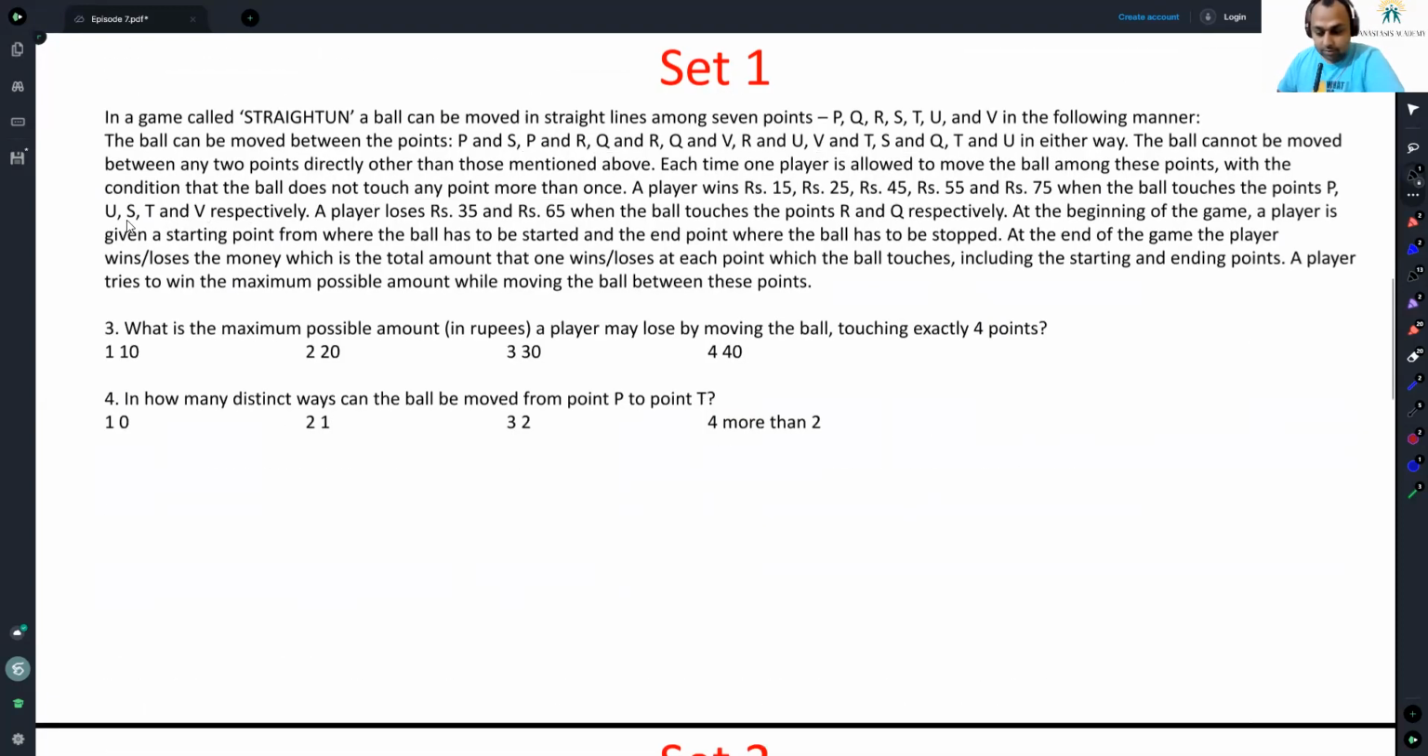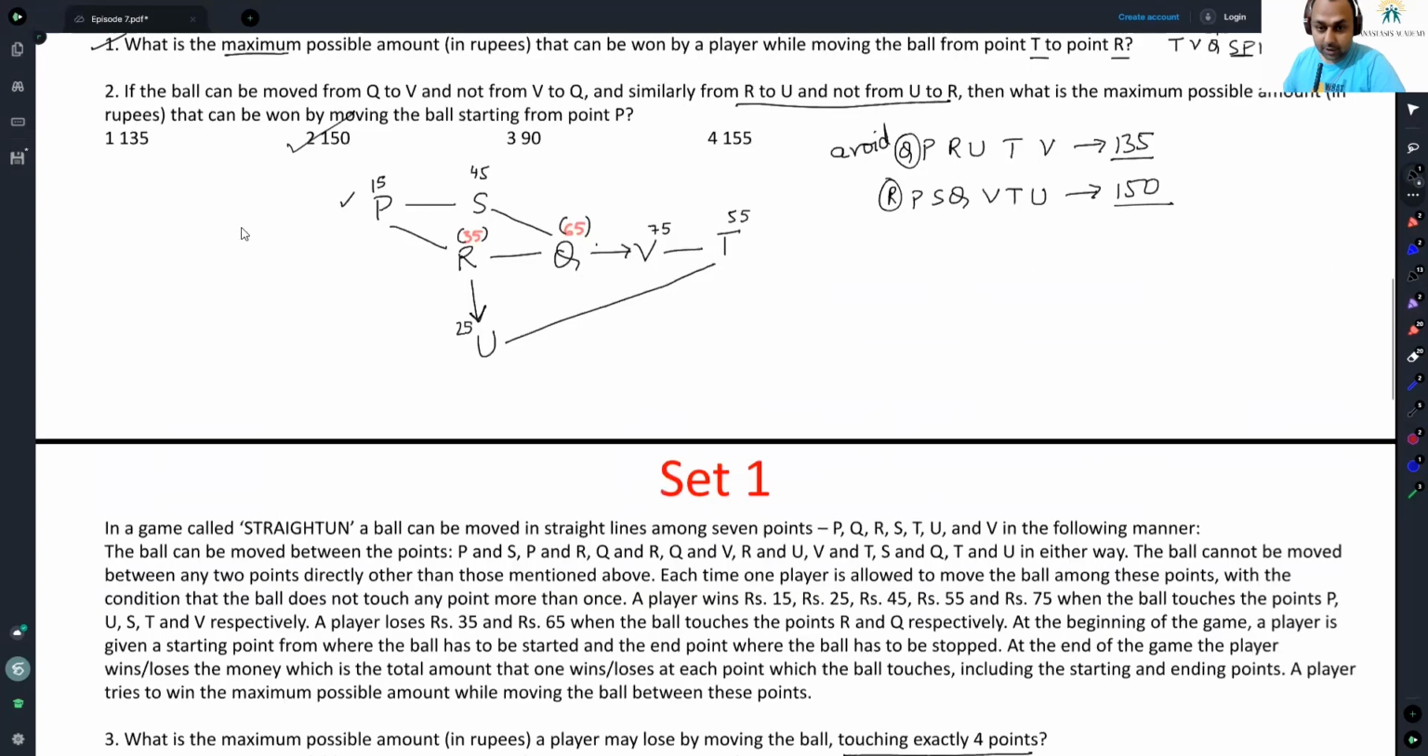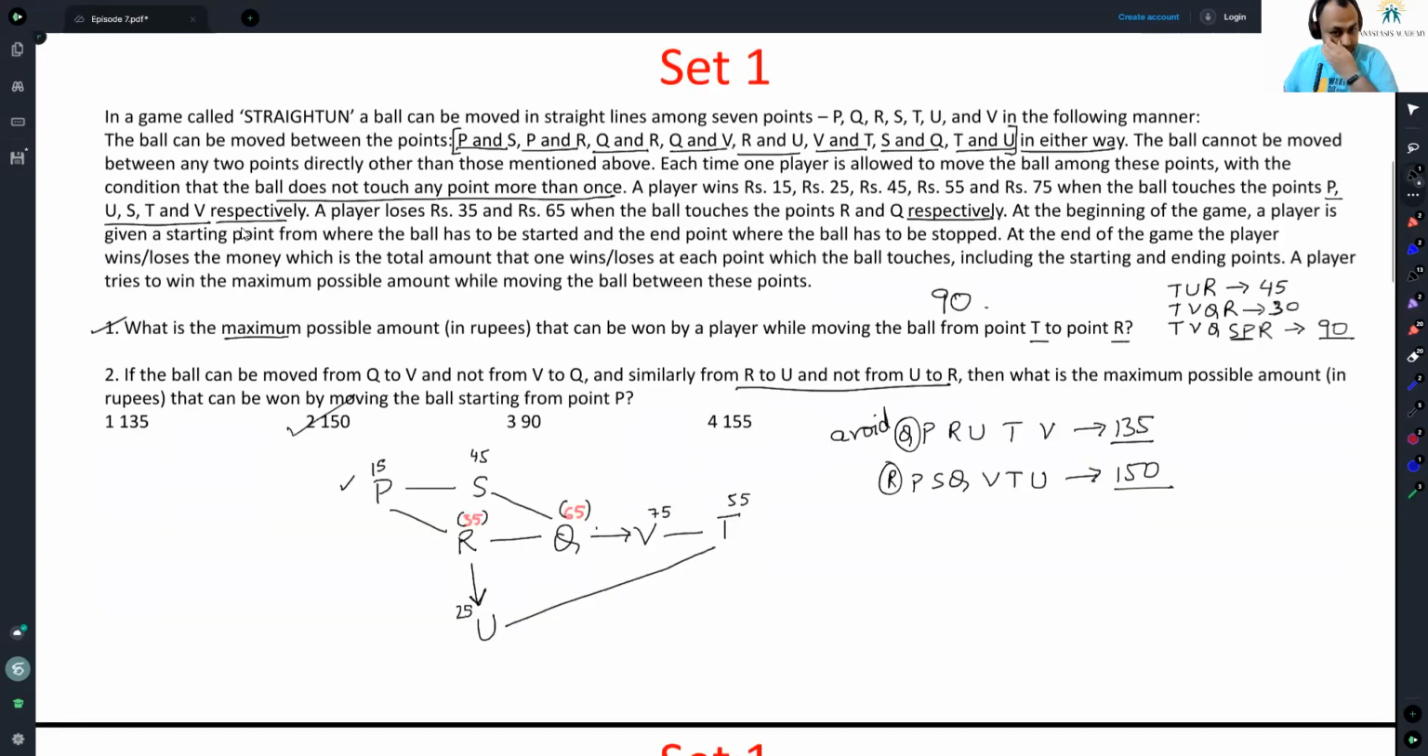What is the maximum possible amount in rupees a player may lose by moving the ball touching exactly 4 points? Okay, we want to maximize his loss now. So R and Q have to be involved. V should not be involved.